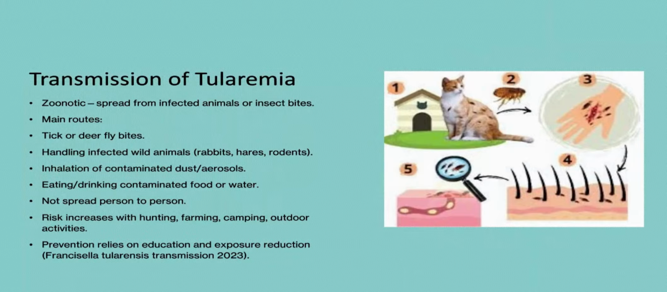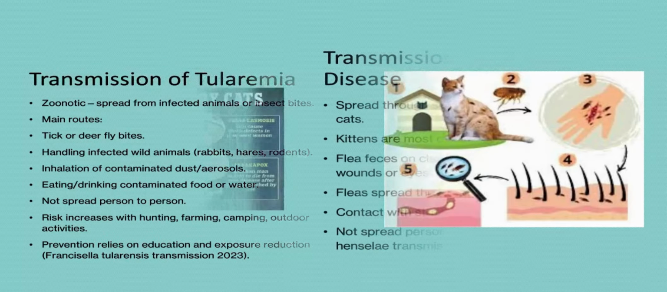Importantly, tularemia does not spread from person to person, so it is caused by contact with an infected animal. Risk activities such as hunting, camping, or spending time outdoors in areas where infected animals live increase the likelihood of exposure to the bacteria. Understanding these transmission routes helps nurses educate patients on how to prevent infection.